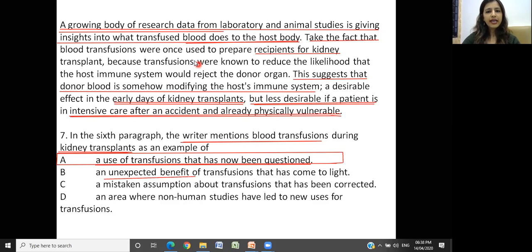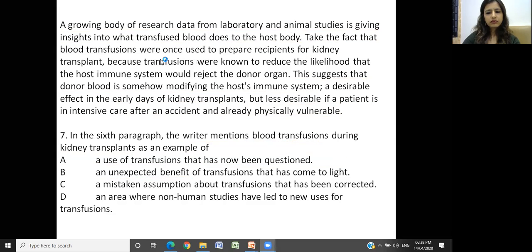And for the eighth question, just a moment, it is taking a while to change the page.